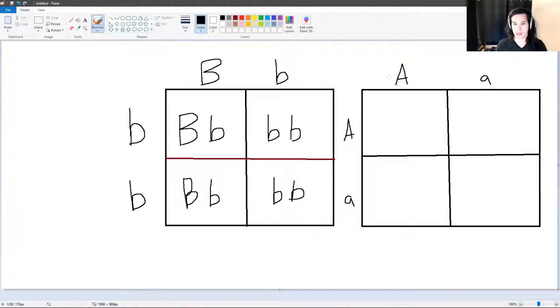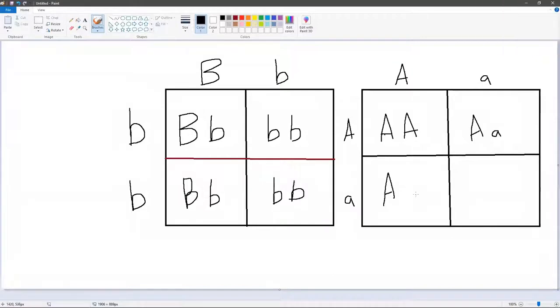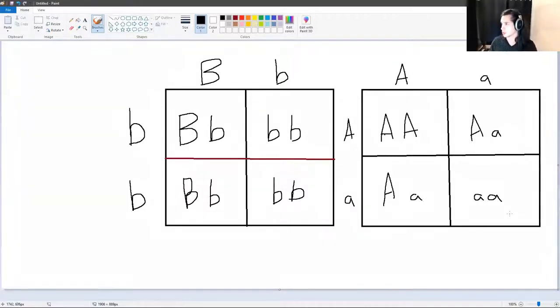So this is the way, 25%. This is you, this is the mate. And so one child has the chance of not even being a carrier. Two children will be carriers, and then you have a fourth of a chance of one of your kids having albinism.